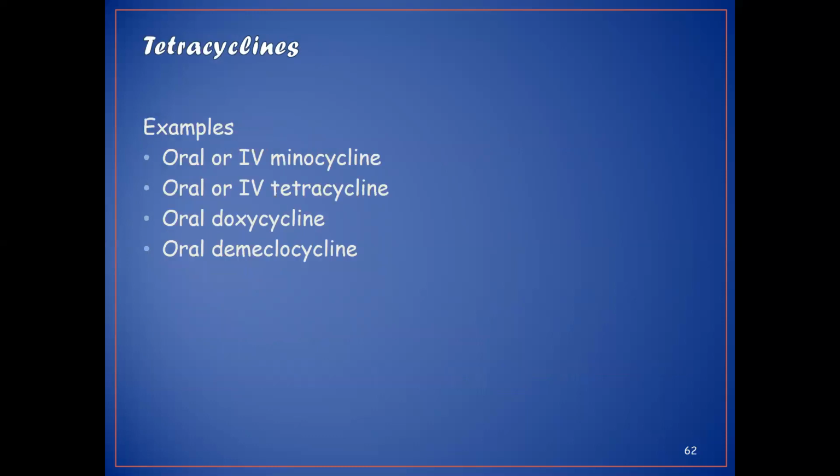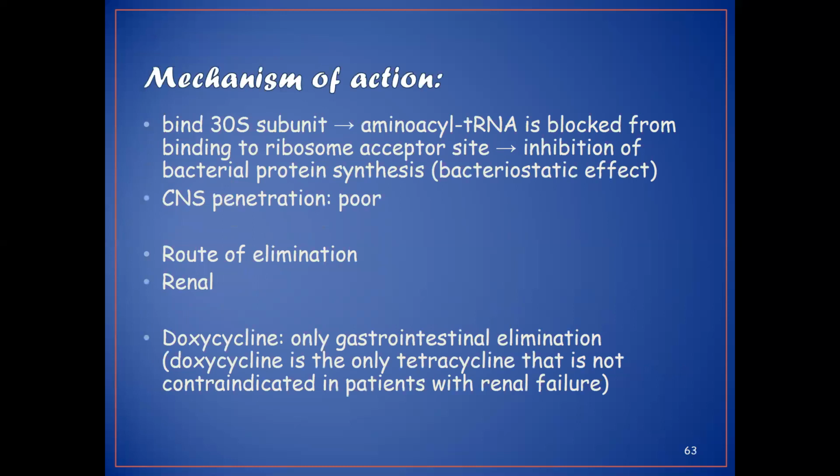So now we move on to tetracyclines. Examples include minocycline, tetracycline, doxycycline, and demeclocycline. Mechanism of action: they bind to the 30S subunit. Aminoacyl tRNA is blocked from binding to the ribosome acceptor site, which leads to inhibition of bacterial protein synthesis, which has a bacteriostatic effect. They have poor CNS penetration, and the route of elimination is renal.